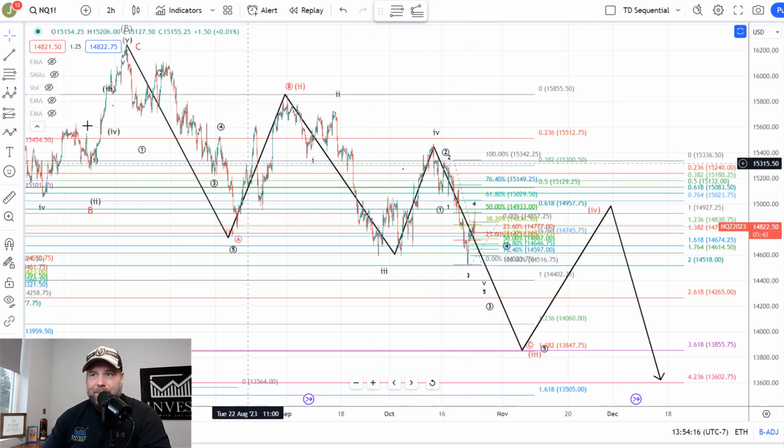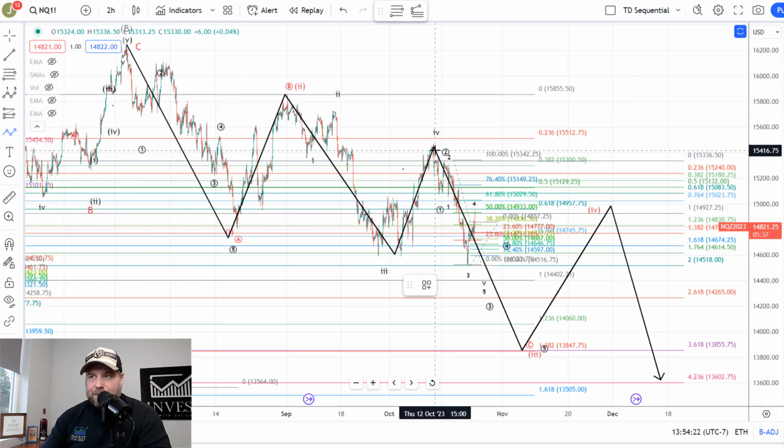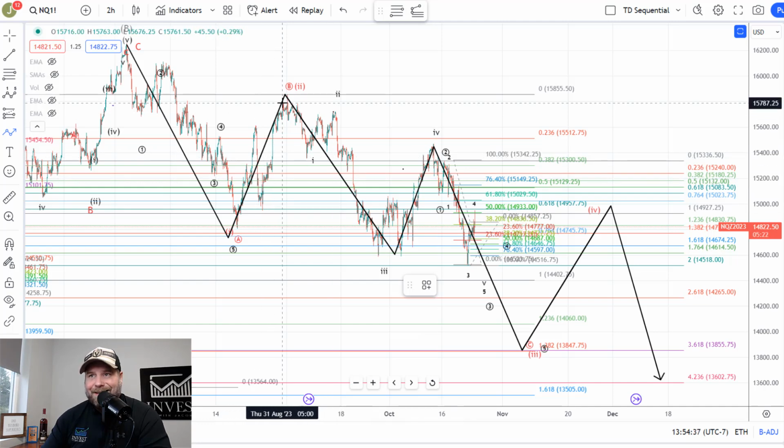Does that mean it can't be a diagonal? No. But it does make it less likely to play out. So it doesn't mean that the bulls are going to take control. It means that we might get a much more complex structure. It means we might get more chop and kind of a more difficult market to navigate than we already have. This market's been very difficult to navigate in general.